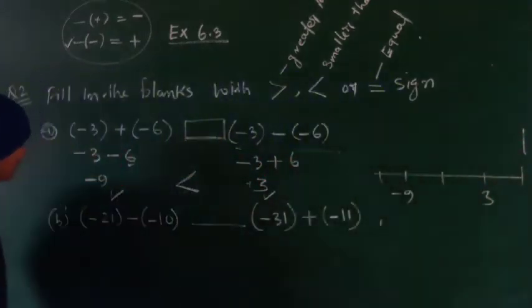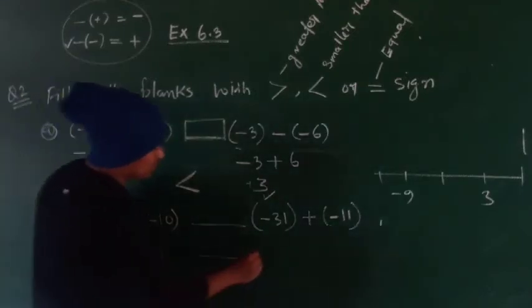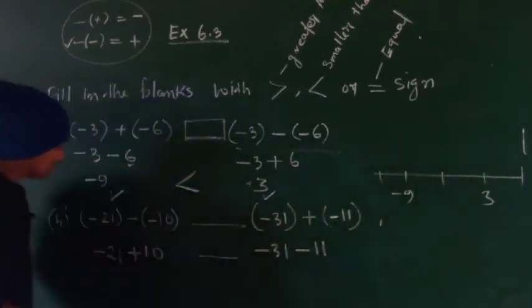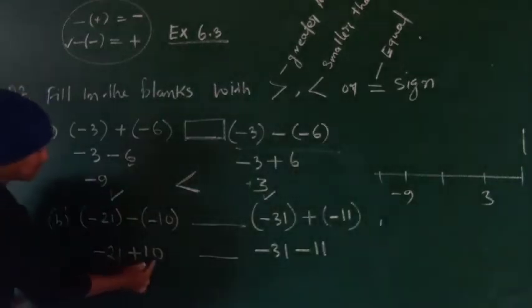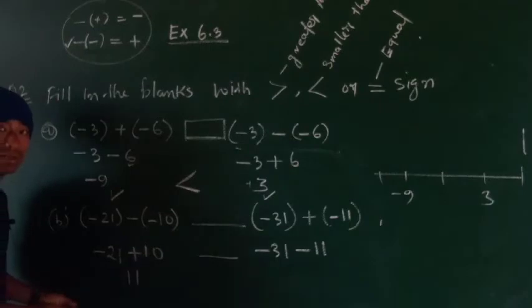Again this one, this minus 21, this negative becomes positive 10, and this one minus 31, positive negative 11. So here one is negative, one is positive, we do subtraction. So if you subtract 10 from 21, what will you get here? 11.